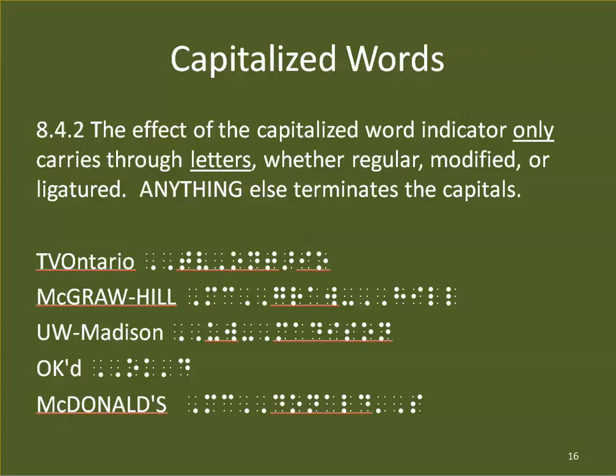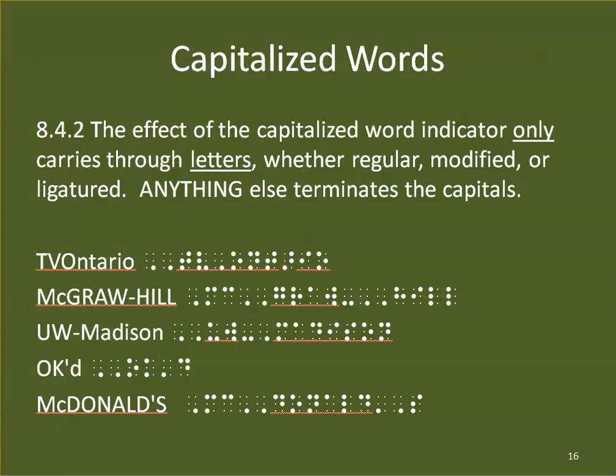We can do it. You break the words where they logically should be broken. So this is not TVO, Ontario. This is TV Ontario. So we have the capitalized word indicator there with 2 cells of dot 6 for TV, and then the single capital indicator terminates the fully capitalized mode. It only capitalizes the O following it, and the rest of that letter sequence is understood to be in lowercase.